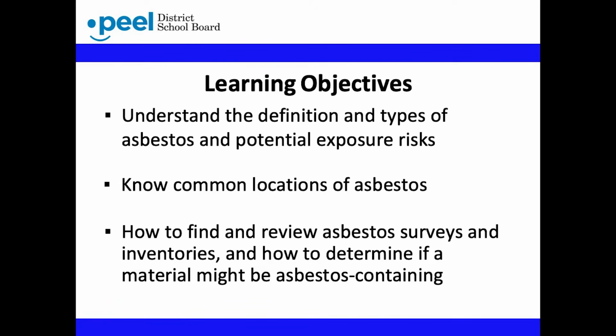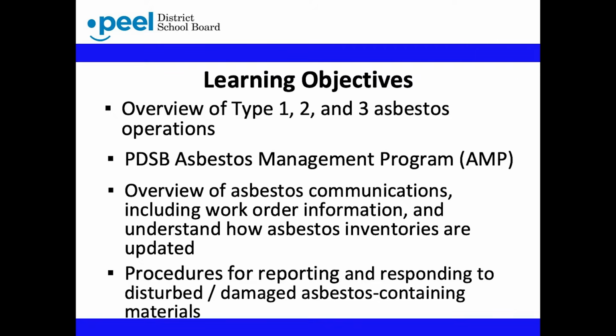Upon completion of this module, participants should understand the definition and types of asbestos, as well as the potential health risks of exposure. Know common locations where asbestos may be found. How to review asbestos surveys and inventories, both on paper and electronically, and how to review if a material might be asbestos-containing. Understand the general difference between Type 1, 2, and 3 asbestos operations.